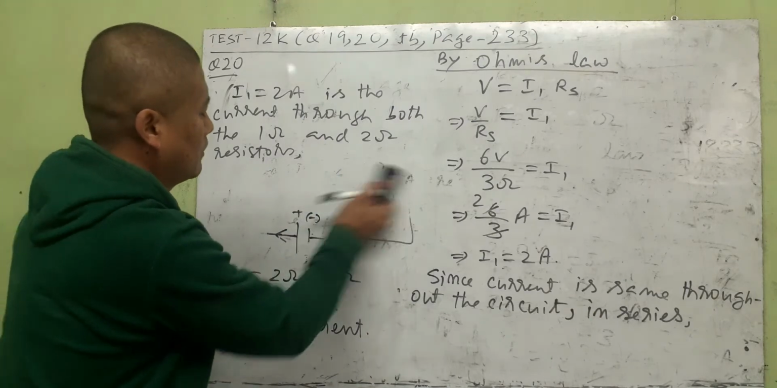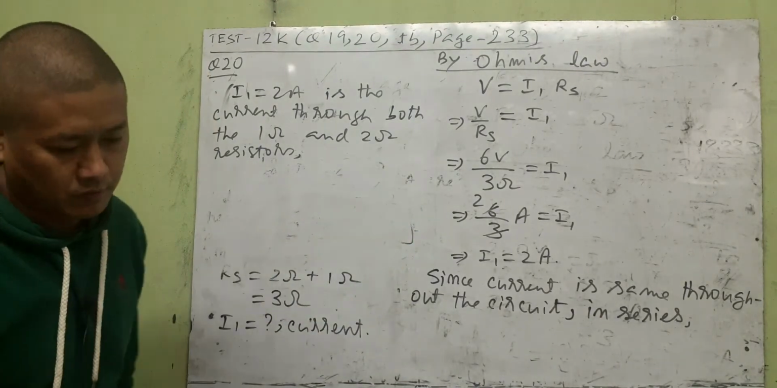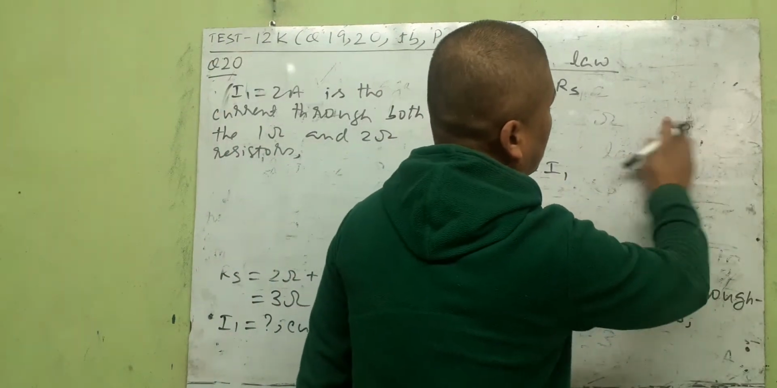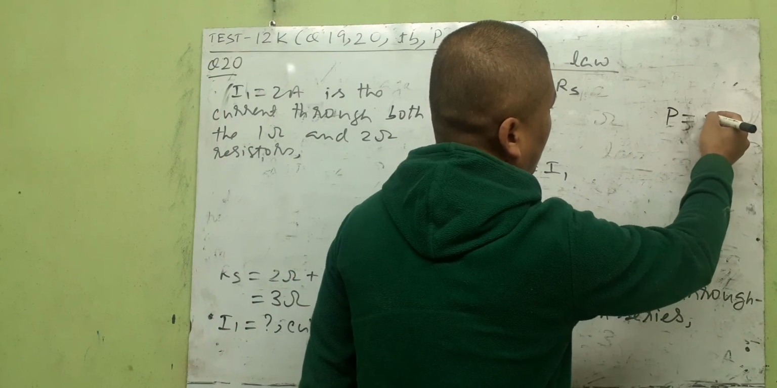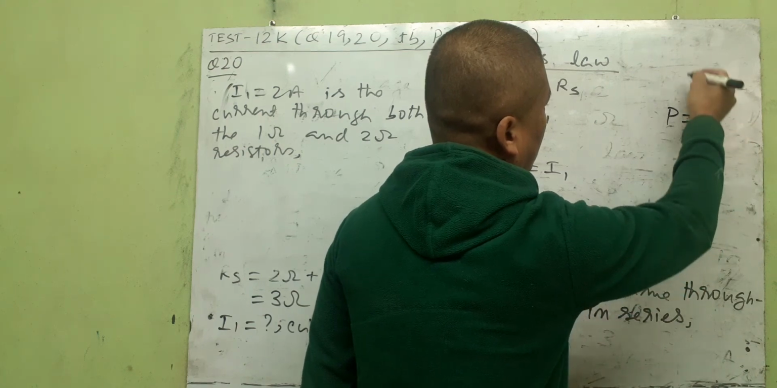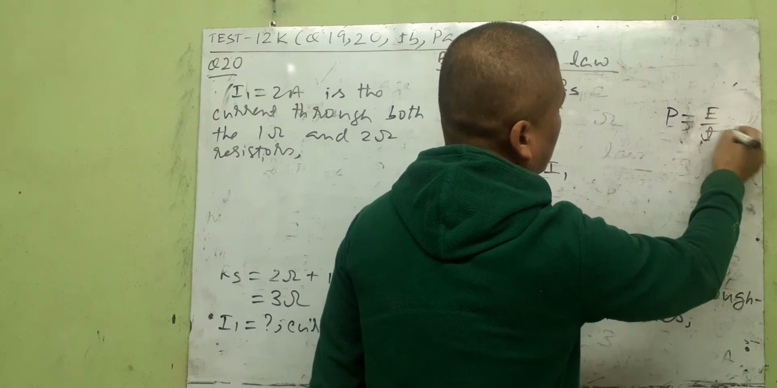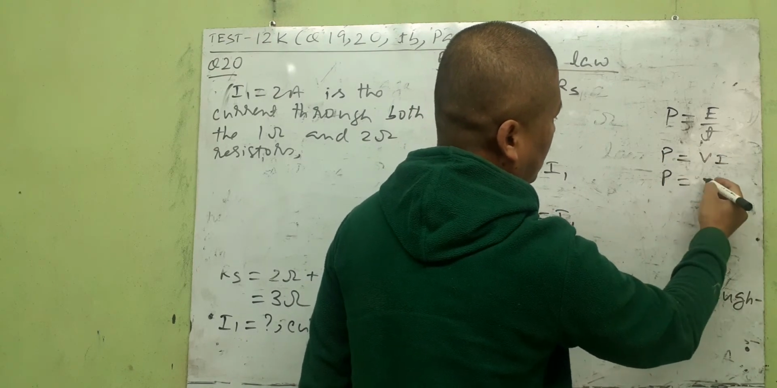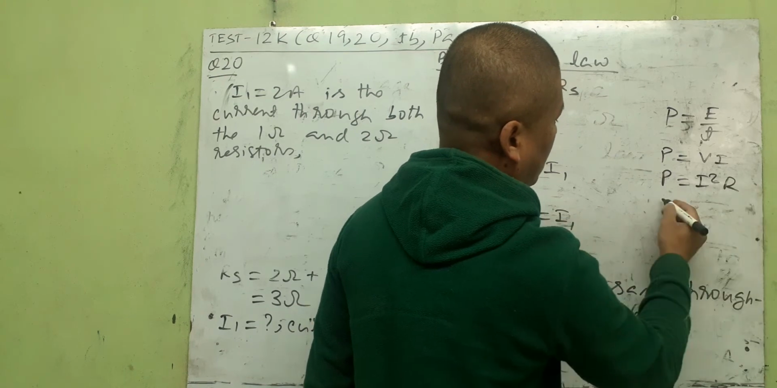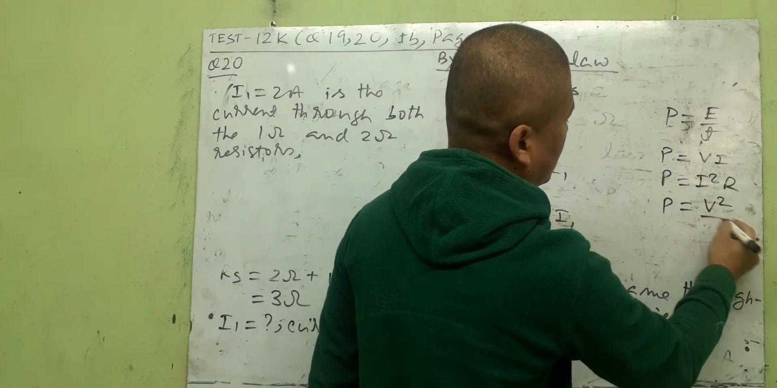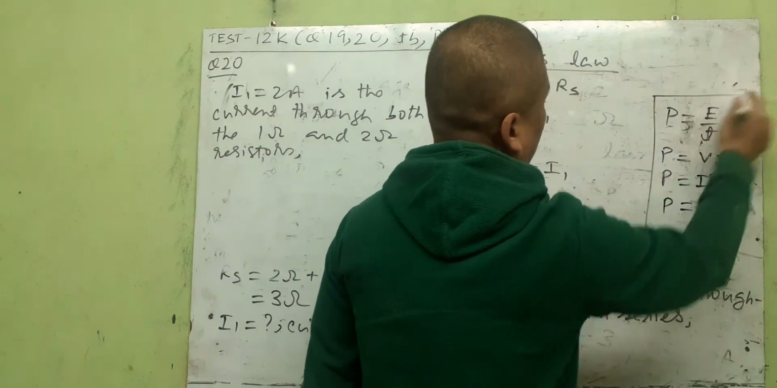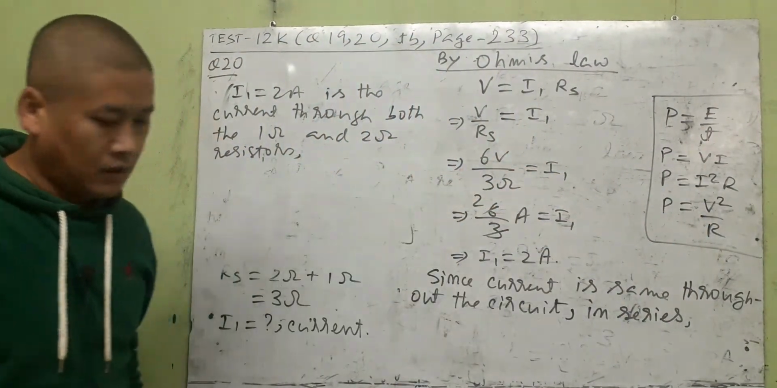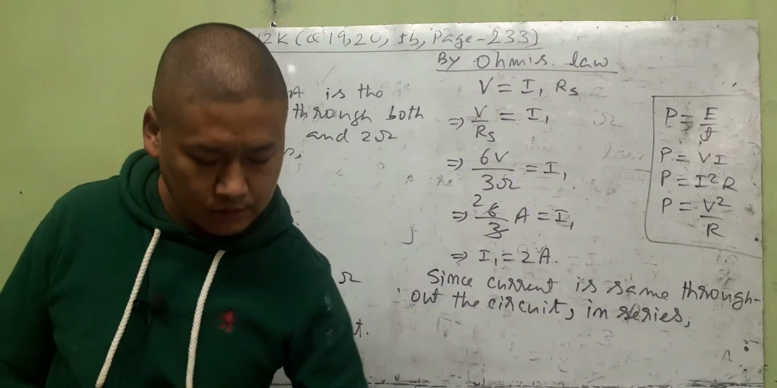Right, so because of this, we're now going to use the power equation. The power equations that we're using are P is equal to E by T, or W by T, and P is equal to V into I. Another one is P is equal to I square R. Another one is P is equal to V square by R. These are the four famous power equations we have already memorized. Let us see which one will fit, because the question is saying find the power in each case.